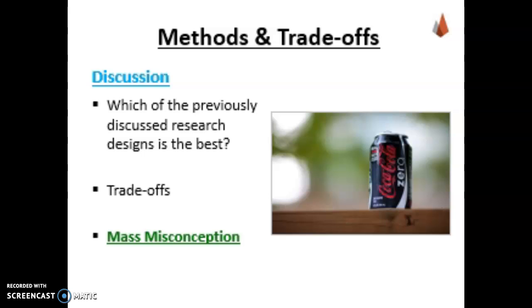I will post this mass misconception link on Brightspace as well. This study is largely correlational. It is a study between diet soda and weight gain. Given the media's tendency to sensationalize things, they often skip over the correlational part and say things like diet soda may lead to weight gain. They don't say things like gaining weight may lead you to drink diet soda because you're trying to cut sugar out of your diet, right?